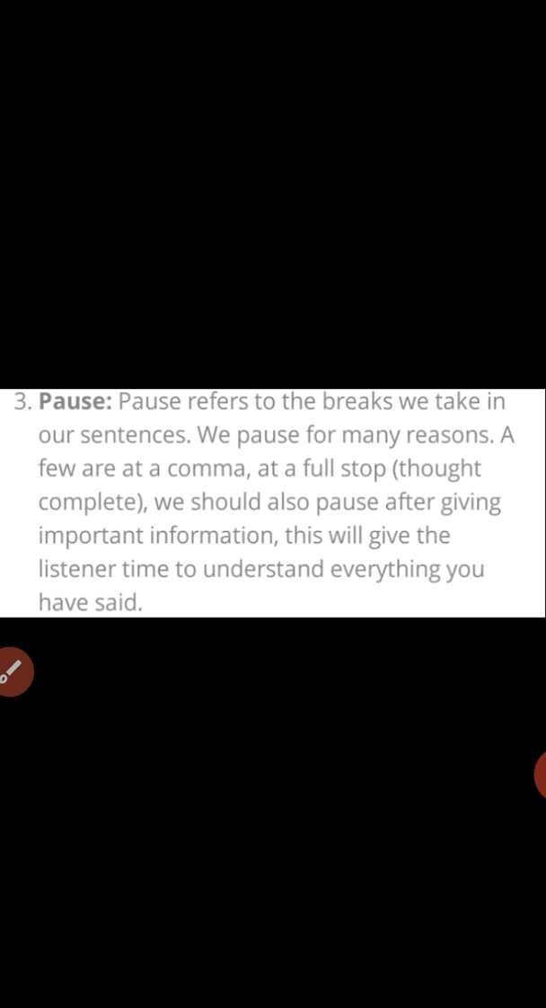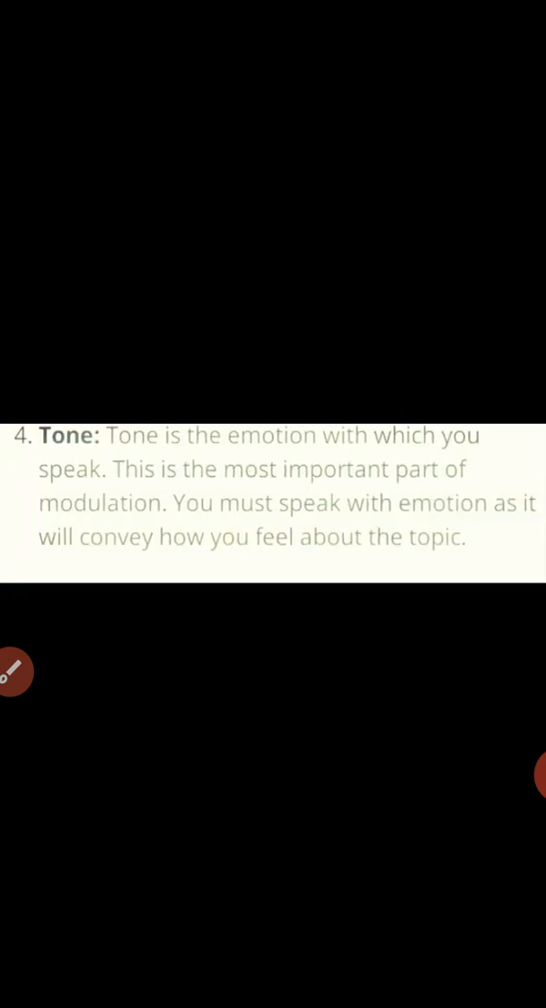Third, pause. Pause refers to the breaks we take in our sentences. We pause for many reasons. A few are at a comma, at a full stop. We should also pause after giving important information. This will give the listener time to understand everything you have said.